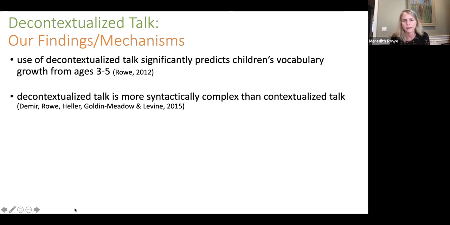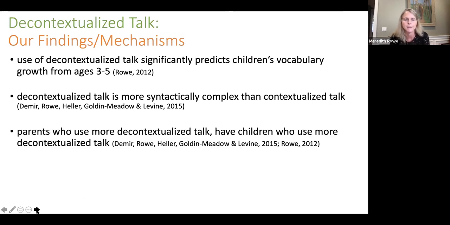We also find that decontextualized talk is more syntactically complex than contextualized talk. So to Pamela's point in the chat about the syntactic structures of the input, you need to use more words to talk about the past or the future, right? It takes more language to talk about a different time point than it does to label something right in front of the child. So it ends up being more syntactically complex.